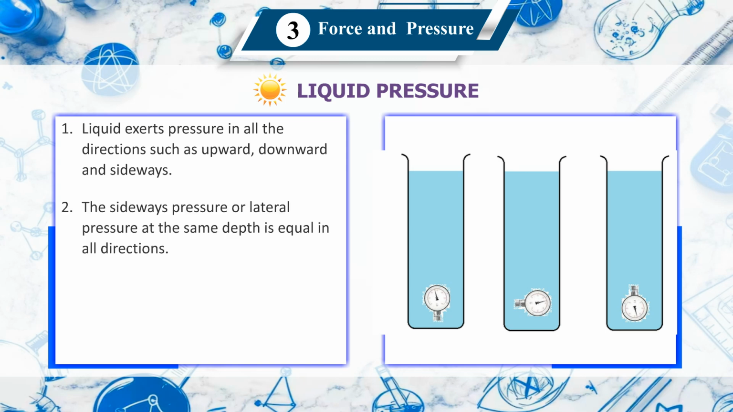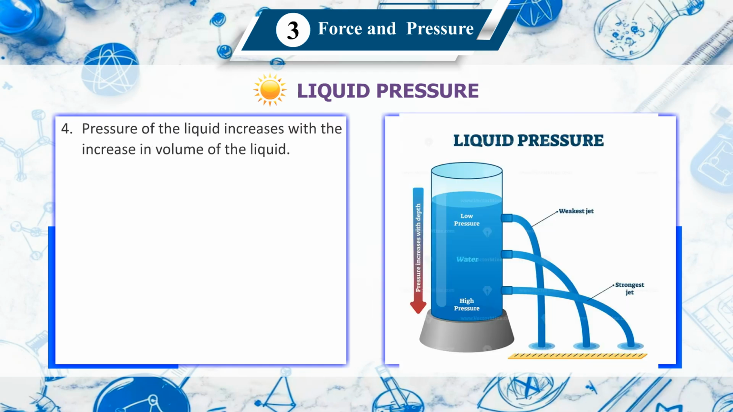Second, the sideways pressure or lateral pressure at the same depth is equal in all directions. Third, liquid pressure increases with the increase in depth. Fourth, pressure of the liquid increases with the increase in volume of the liquid. Fifth, denser liquids exert more pressure than the less dense liquids.